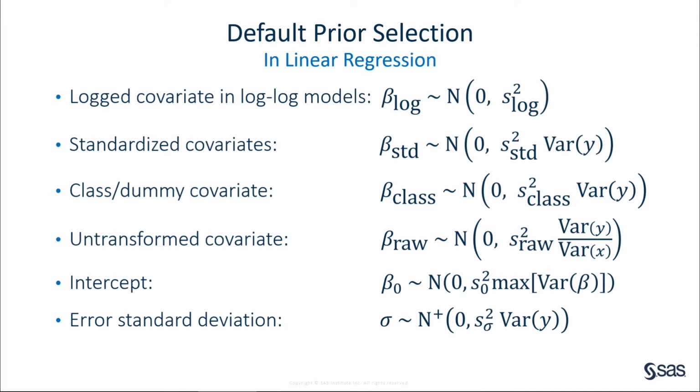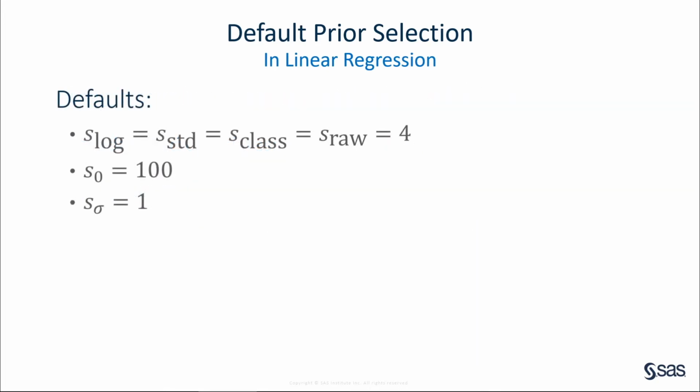Next, we have to pick values for each of the different types of S's in the prior variances. A good default value in any of the regression coefficient priors is S equals 4. For the intercept, we need to allow for a much wider range of variation since the value of the intercept is strongly affected by the values of all the other regression coefficients.